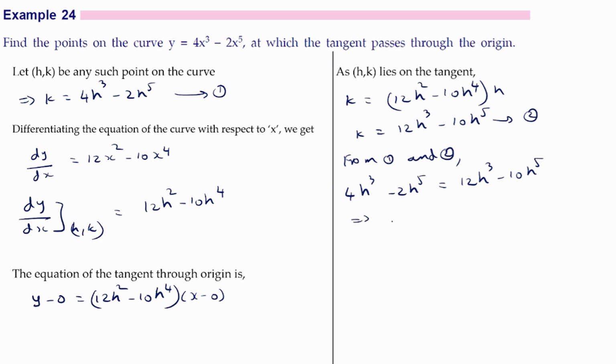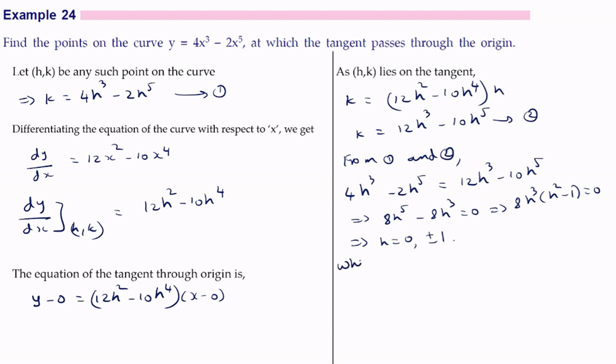So from this we get 8h⁵ - 8h³ = 0, or we get 8h³(h² - 1) = 0. So we get h as 0 and ±1. So we got the coordinates for h, that is 0, +1 and -1. We can find the coordinates for k by substituting the x coordinates 0, 1 and -1 in this curve.